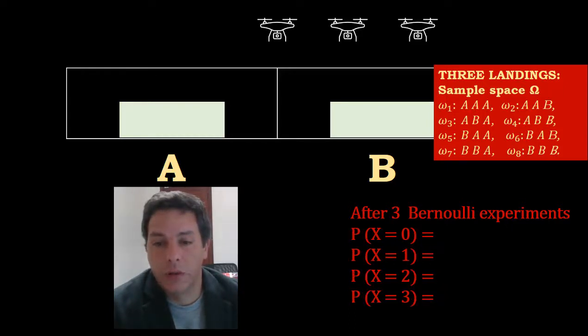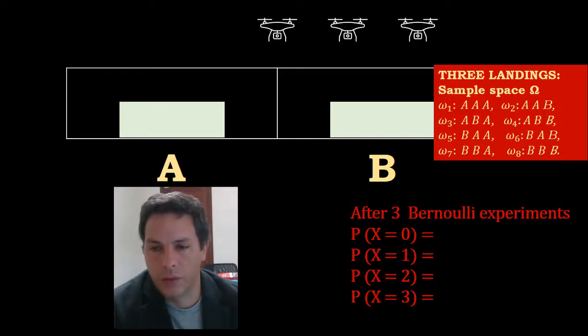So, what's the probability of x equals 0? And remember, x equals 0 means that there are 0 landings in area A after 3 Bernoulli experiments. Probability of x equals 1 is 1 landing in A, probability of x equals 2 is 2 landings in A, probability of x equals 3 is 3 landings in A. Okay, 0 landings in A, we are looking at omega 8. So, what's the probability that the drone will land in B? Well, this one is easy, 0.5. What's the probability that it lands in B? Again, 0.5. What's the probability that it lands in B? 0.5. So this one is 0.5 times 0.5 times 0.5.